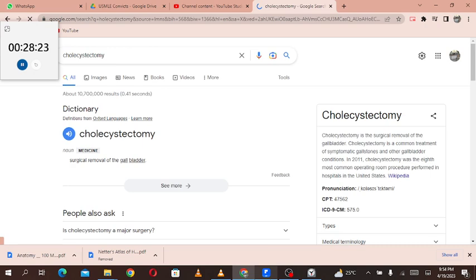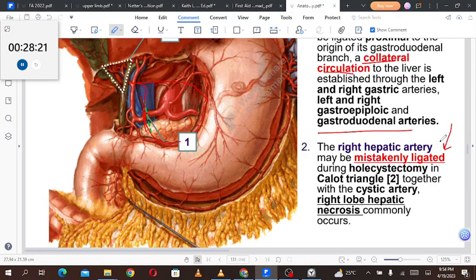So when we are doing the surgical removal of the gallbladder, we can inadvertently or mistakenly ligate the right hepatic artery in the Calot's triangle. So the triangle they have drawn is called the Calot's triangle. There are some boundaries of that if they have written that. Calot's triangle contains the cystic artery, and right lobe hepatic necrosis commonly occurs. If in the Calot's triangle during cholecystectomy we cause the ligation of the right hepatic artery, there will be obstruction, or there will be necrosis of the right hepatic lobe, because the right side of the liver is being supplied by the right hepatic artery.